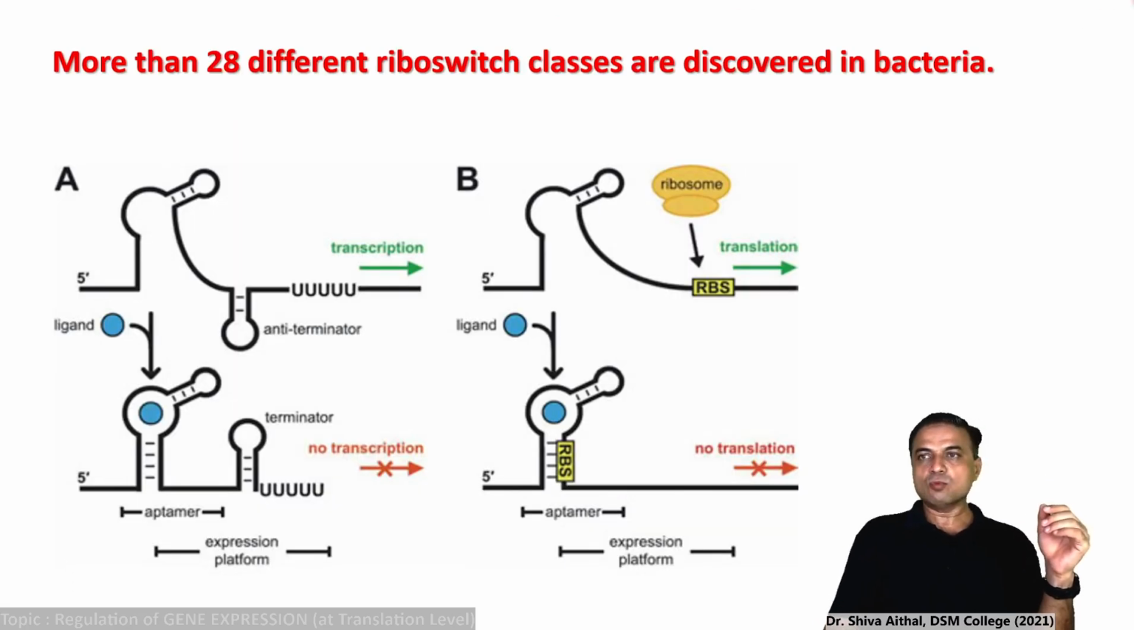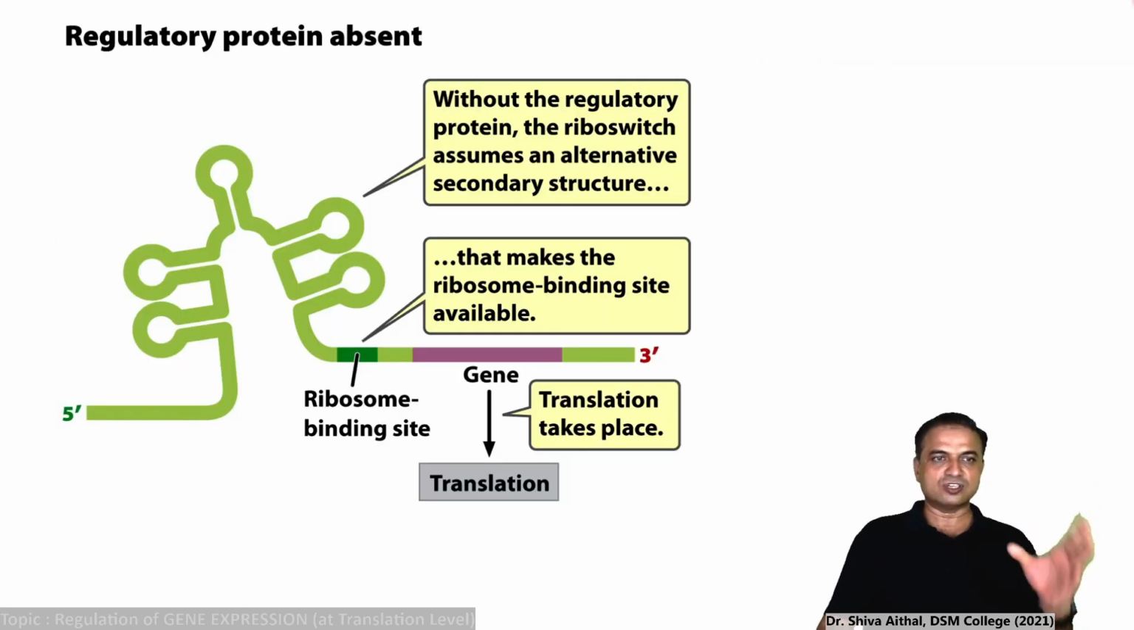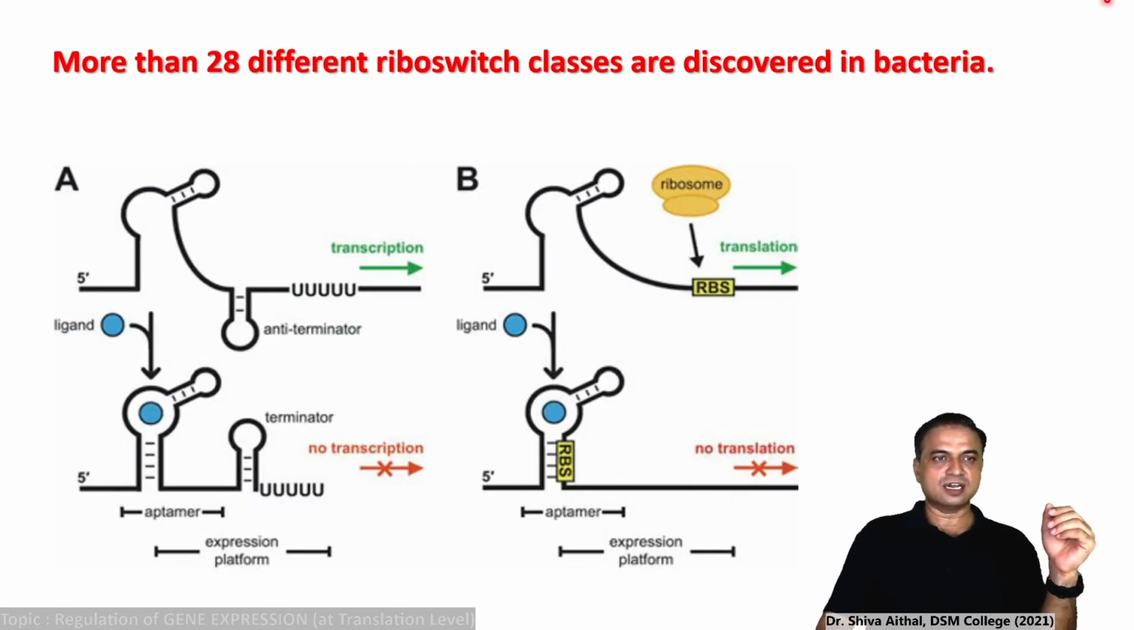So there are more than 28 different types of riboswitches discovered in bacteria. I have shown you here one structure, which is symmetrical, in this slide. Now you see the next, there are A, B, C, D different types of switches which control the ribosome binding site, which is called RBS. These allow or do not allow the ribosome to bind. So different types of structures are there.